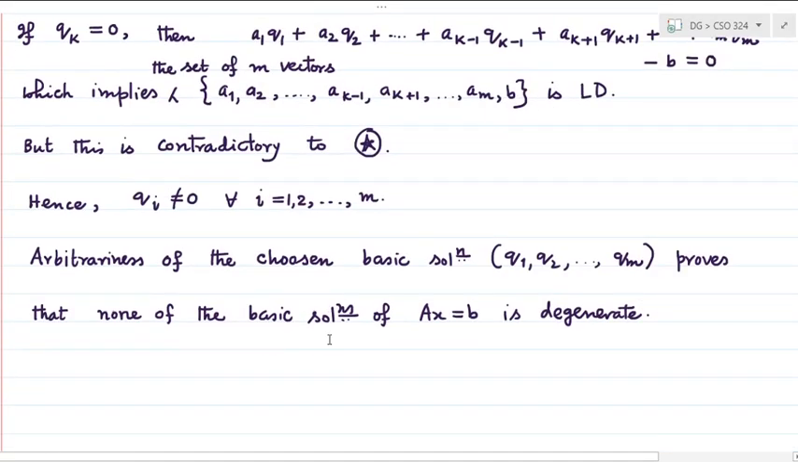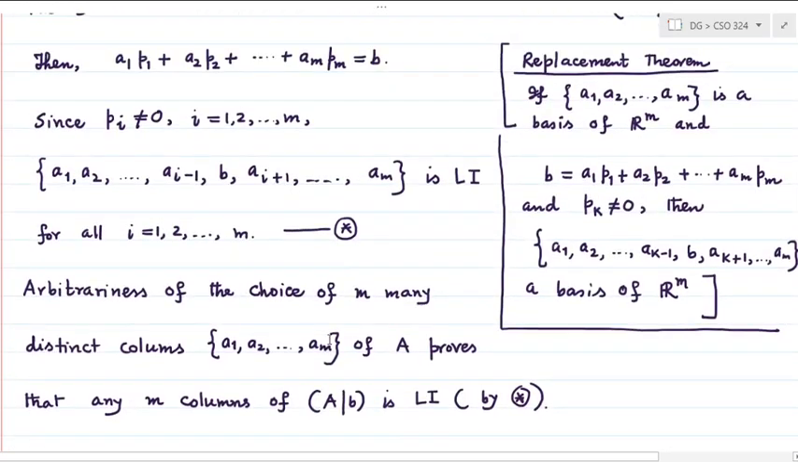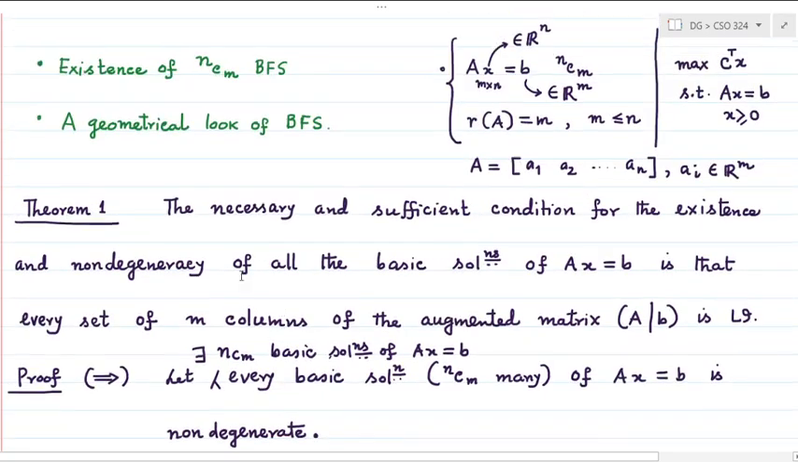Well, you have now proven the following: the necessary and sufficient condition for the existence and non-degeneracy of all the basic solutions is that every set of m columns of the augmented matrix is linearly independent.